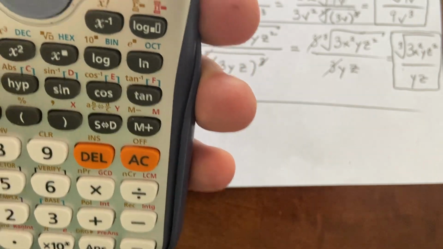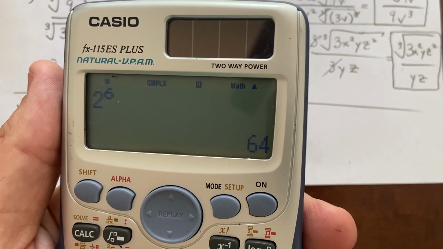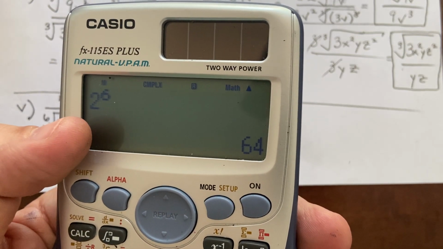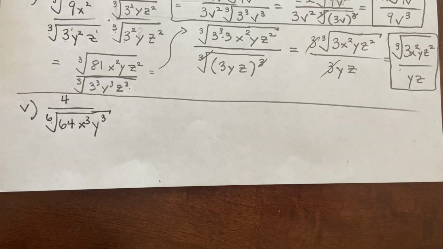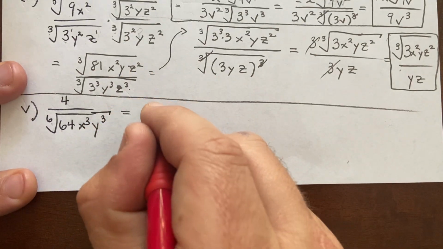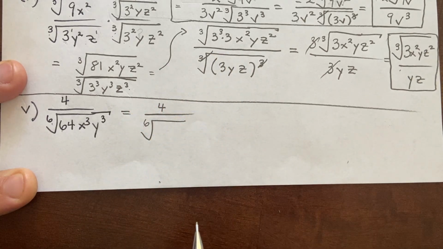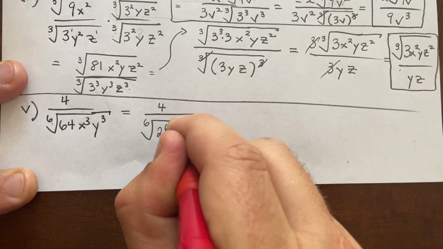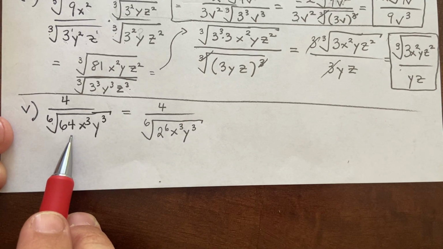So rather than making a 64 to the 6th or something like that, I can actually already consider 64 as something to the 6th. It's 2 to the 6th. So I'll make that adjustment. So the 6th root of 2 to the 6th, x cubed, y cubed. So this is another way of thinking about what we originally had.